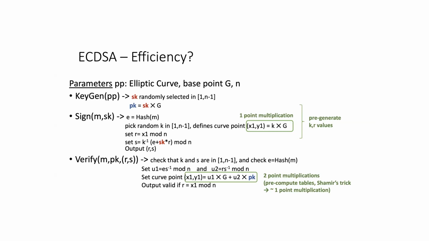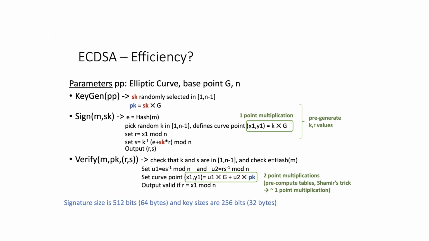During verification, you have to do 2 point multiplications, and there are also some tricks there with pre-compute tables and something that's called Shamir's trick that could break this down to roughly 1 point multiplication. There is one more operation here that is kind of expensive, not as expensive as the point multiplication, and this is the inversion of the value S. But these are the most expensive operations here.